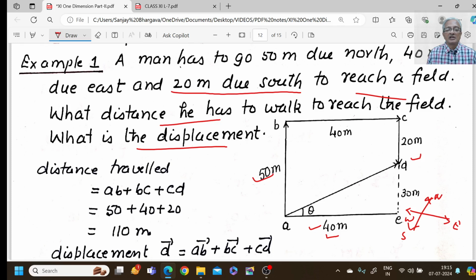Just arrange the vectors now. Actual distance traveled is from A to B, B to C and C to D. So it is 50 plus 40 plus 20, giving me 110 meter.